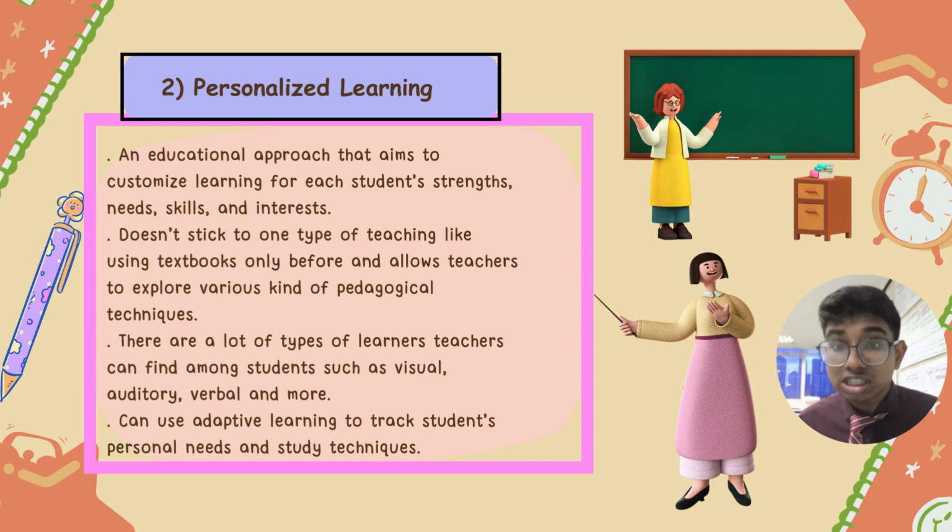Number two, we have personalized learning. It's an educational approach that aims to customize learning for each student's strengths, needs, skills, and interests. Basically, we as teachers should not stick to one type of pedagogy only, and we must explore a variety of pedagogies because there are many types of learners, such as visual learners, auditory learners, and verbal learners. So we must use different techniques that help students absorb information much better. It also helps us track students' performance and personal needs, so they are able to absorb and understand the content much better.